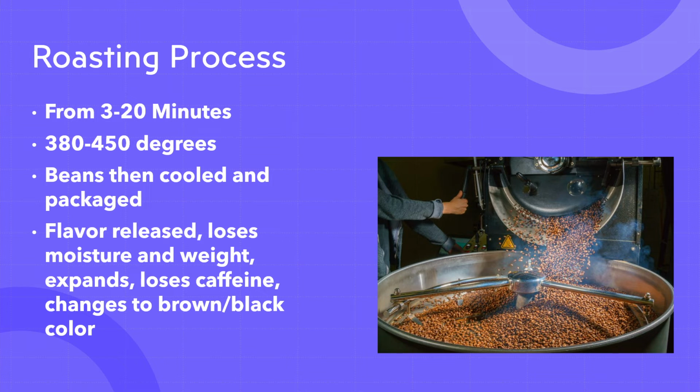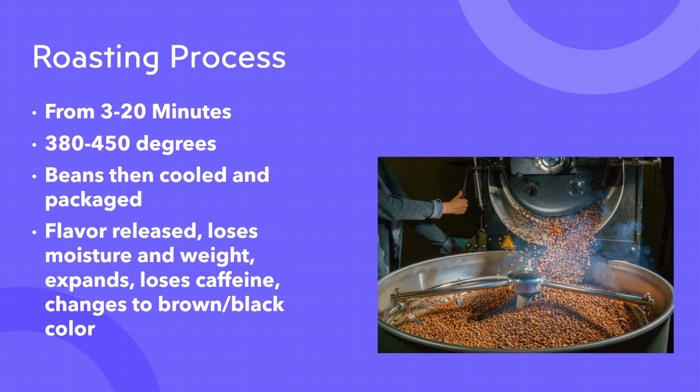It's going to lose some moisture. It's going to lose weight, and it'll actually expand. Kind of think of popcorn, right? The seed, then it expands, it loses a little bit of moisture, actually gets bigger. Kind of the same thing. The bean actually loses caffeine during this process. So your darker roast coffees actually have less caffeine than your other coffees.